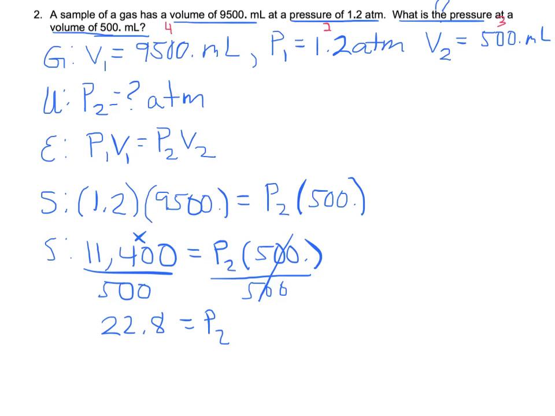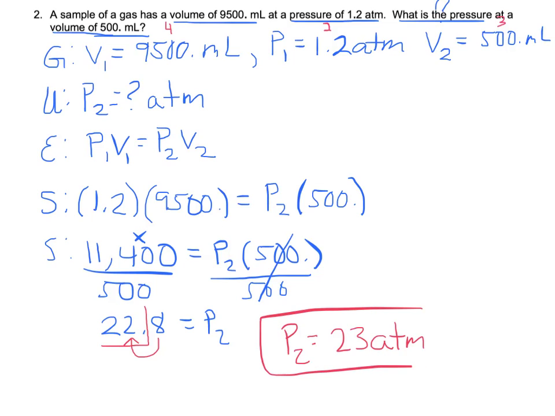So our least significant is 2, which means we also need to take our answer to 2. So that means we're going to keep the first 2 digits. The 8 rounds the 2 up to a 3. So our final answer for our final pressure is 23, and then we need to put our units on there. Atmospheres. And again, remember, we know it's atmospheres because our initial pressure was atmospheres, so it has to be the same units. And that is how you do Boyle's law.